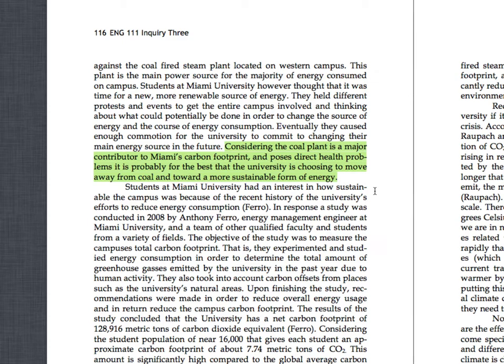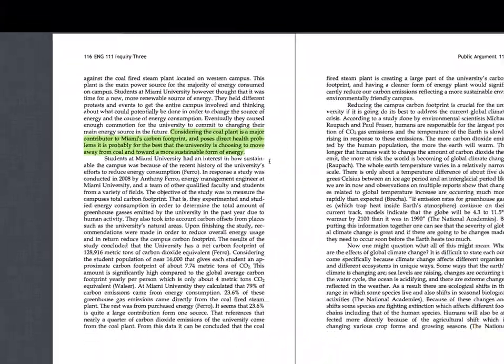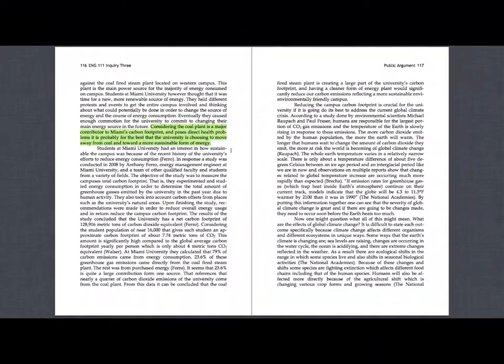And she's going to demonstrate this by talking about the environment or the idea of carbon footprints, by also talking about health problems that are associated with carbon footprints. And finally, she's probably going to talk about the different ways the university is or can move more towards sustainable forms of energy. So we have a very clear idea of where this essay is going.